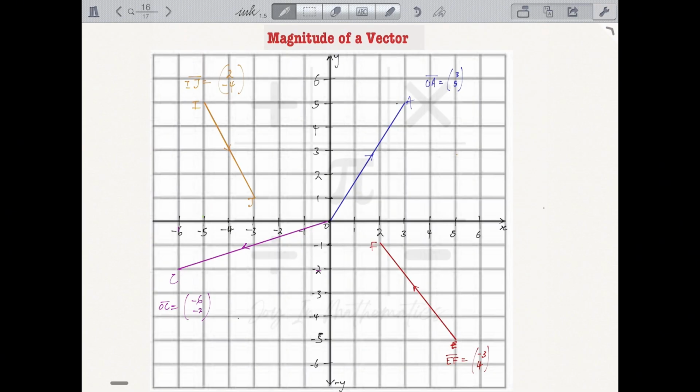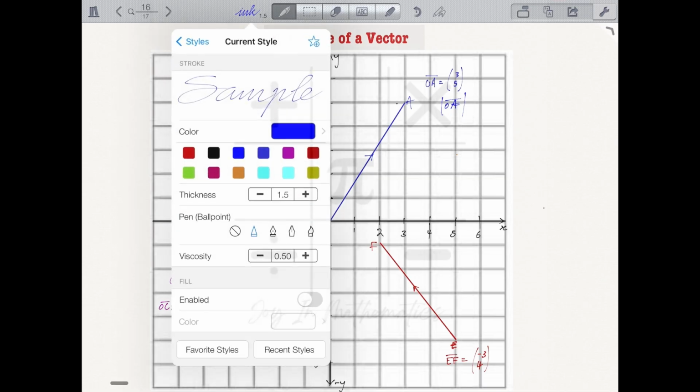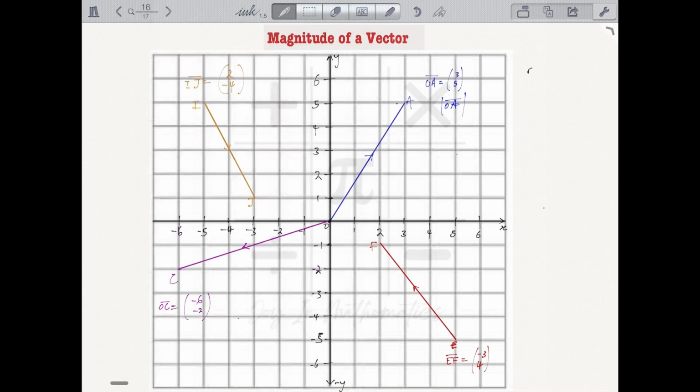The modulus of OA is written as |OA|, because if we have a vector r with components x and y, the modulus of the vector r will be the square root of x squared plus y squared. Because we are applying Pythagoras theorem.